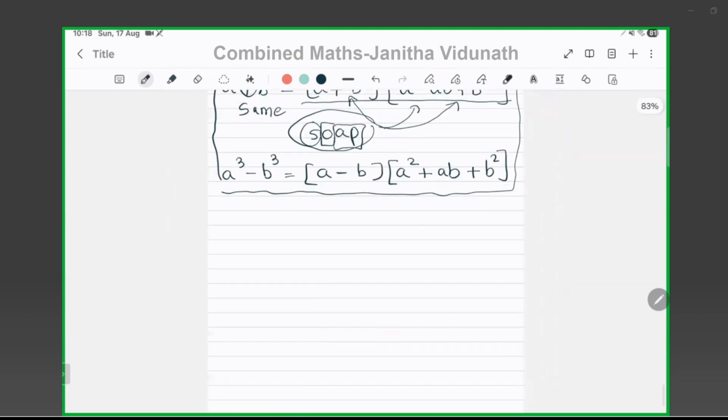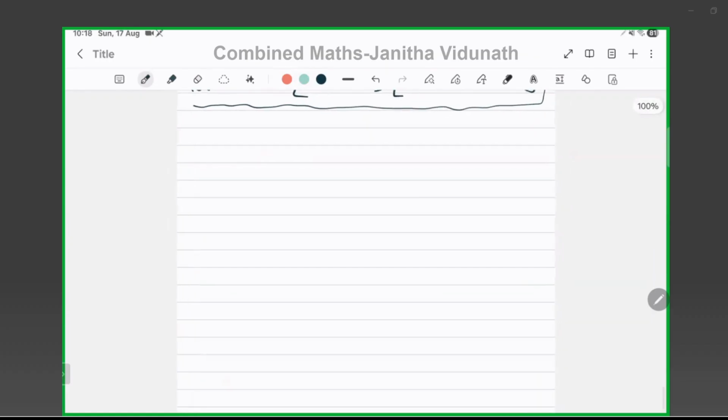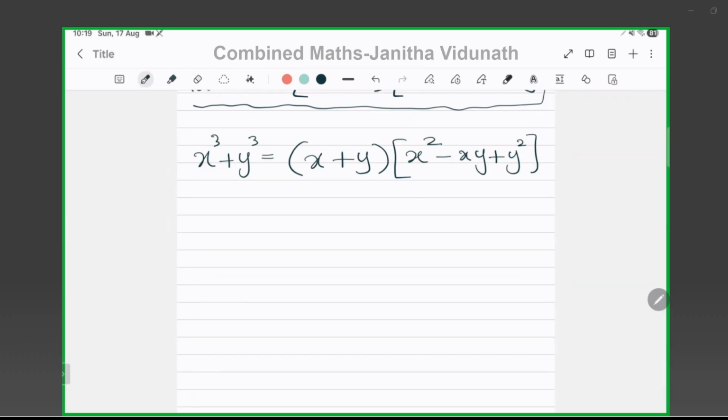Now let's do some questions to practice these two factorization techniques. First one is if we have x cube plus y cube. Here the first bracket is x plus y. Then the second bracket consists of x square minus xy plus y square. Here the same sign, here the opposite sign, here always positive.